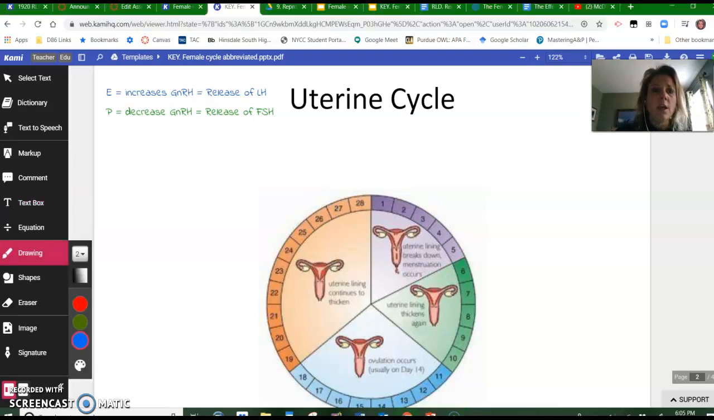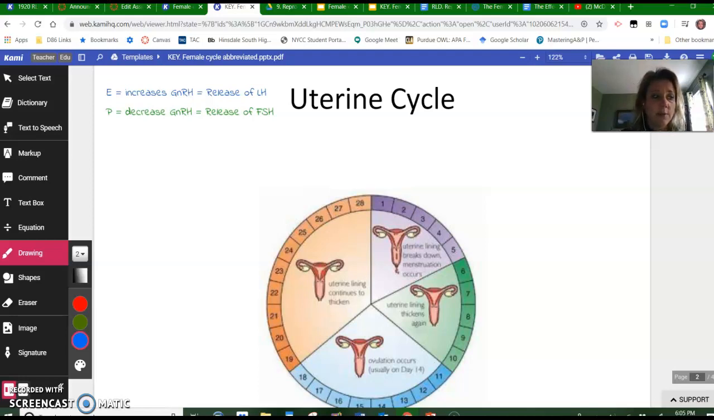I'm always going to start up here with our little cheat sheet. Remember that if you've got estrogen, that's going to increase the secretion of GnRH from the hypothalamus, which is going to stimulate the anterior pituitary to release luteinizing hormone, or LH, while progesterone is going to cause a decrease in GnRH, but that stimulates the cells in the anterior pituitary gland to release follicle stimulating hormone, or FSH. So I'll refer back to that while we talk about this diagram.